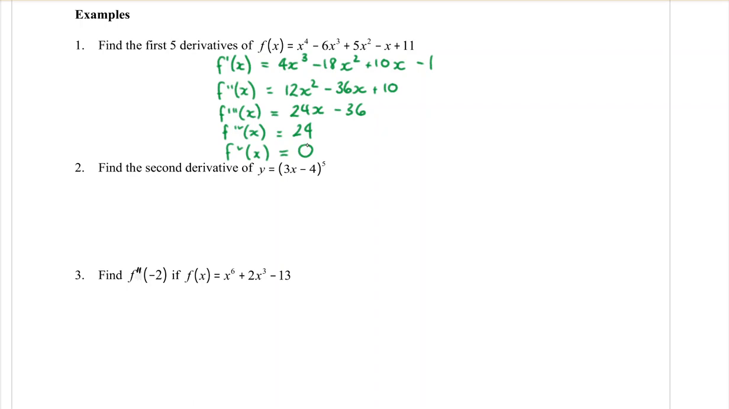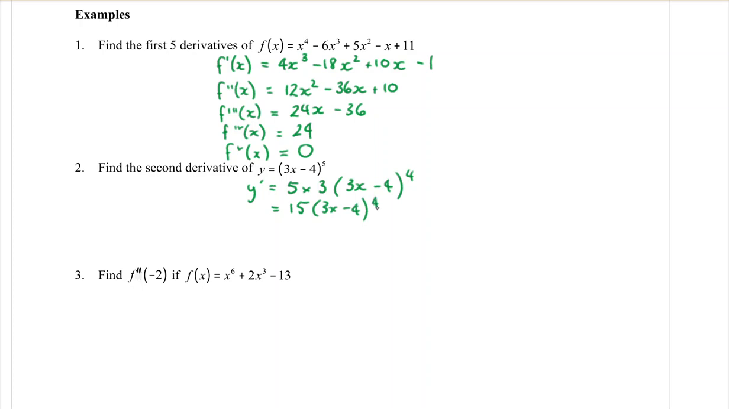To differentiate that the first time, because it's y equals, I can either use y dash or dy over dx. The power from the bracket comes down to the front, and you multiply that with the derivative of the bracket, which is 3, good. And then the bracket stays the same, don't change the bracket. You subtract 1 from the power, it becomes a power of 4. To tidy it up would become 15 times 3x minus 4 to the power of 4.